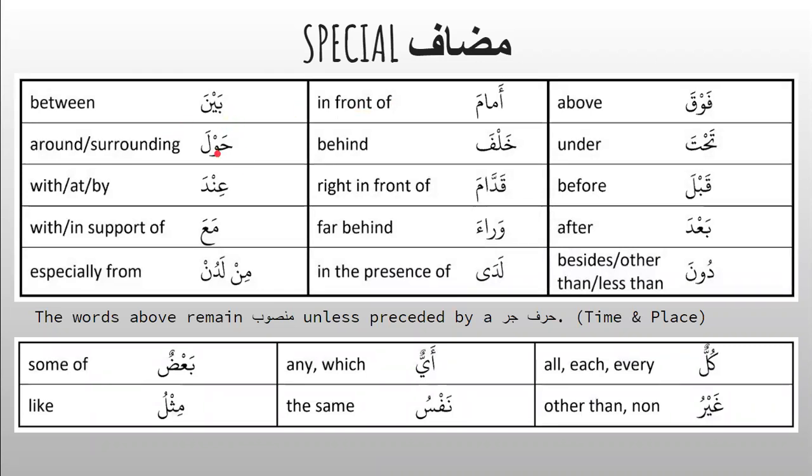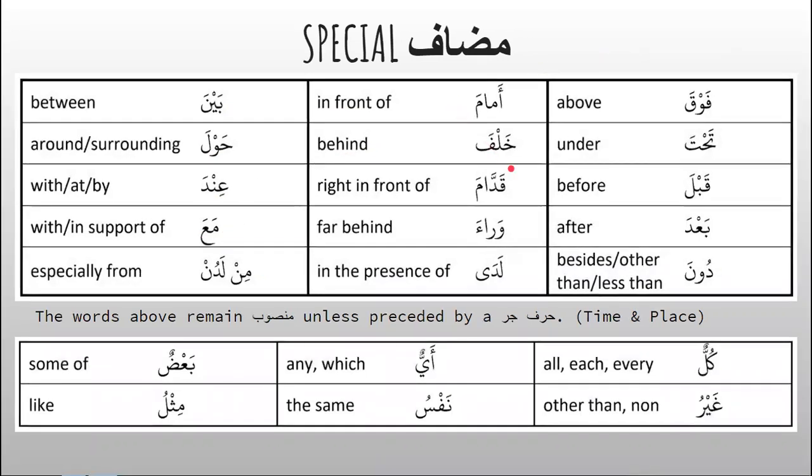Baina, between, hawla, around, inda, with, ma'a, with, miladun, especially from, then come amama, in front, khalfa, behind, qaddama, right in front, wara'a, far behind, then come fawqa, above, tahta, below, qabla, before, and ba'da, after, and duna, beside. All those words here, the word you can see over here, those words up to here, right? Up to here, those words are non-flexible.